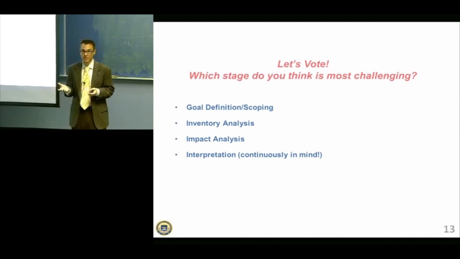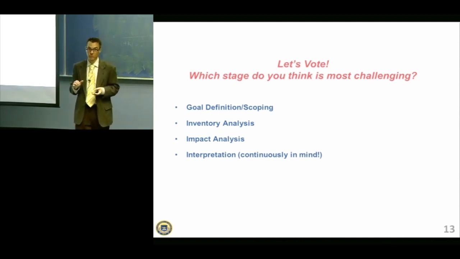CFCs are a good example of that, right? It's a great solution for refrigeration. Bust a hole in the ozone layer, big problem. Nobody saw that coming. Actually, it solved a lot of problems, right? So now alternatives we're looking at. And what else on impact?